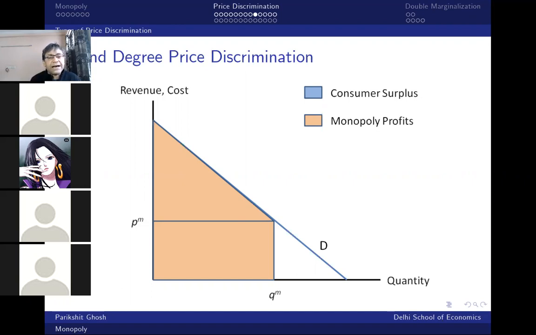But the basic idea is the same. You somehow soak up all the consumer surplus by varying the price across people and by varying the price across units for the same buyer. So the monopolist can soak up all the consumer surplus from a single consumer, but not throughout all the consumers using the two-part tariff. I'm coming to two-part tariff. I'll explain it.